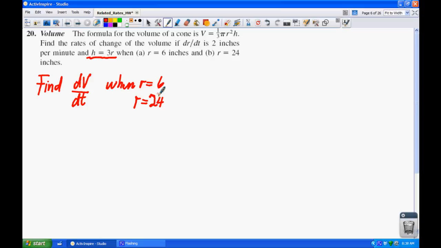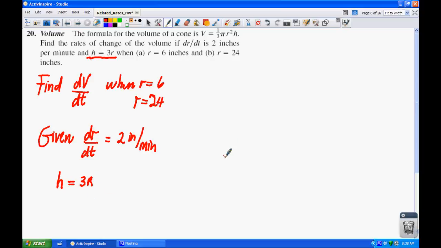All right, and what are we given? We're given the rate of change of the radius. The radius is changing at a rate of 2 inches per minute. We're also given the fact that h, the height of the cone, is equal to 3 times its radius. Interesting.